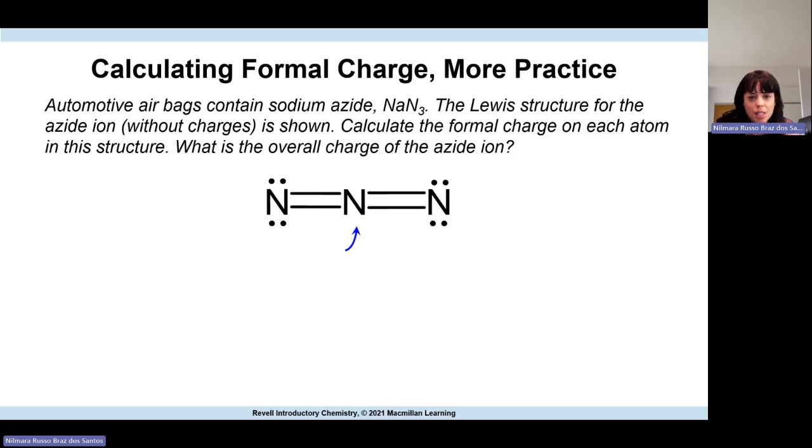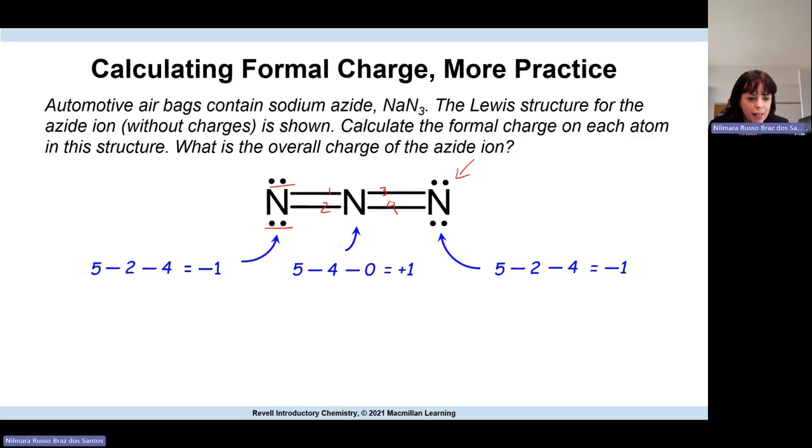So let's go to the nitrogen, the center element. The valence electrons are 5. And then we have the number of bonds, 4, right? I have 1, 2, 3, 4 bonds. And I don't have any non-bonding electrons around nitrogen. So we're going to have +1 charge, 5 minus 4. Let's go to the other nitrogen. So 5 is the valence electrons. I have 1, 2 bonds. And I have 1, 2, 3, 4 non-bonding electrons. So I have -1. So if you go to the nitrogen over here, you have -1 as well.